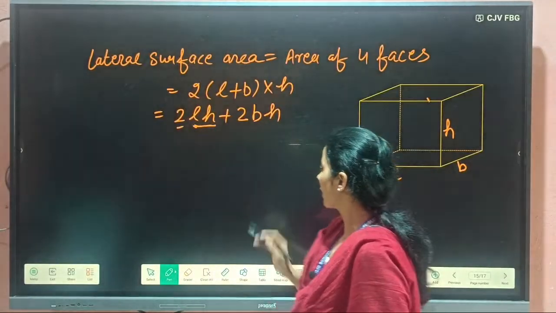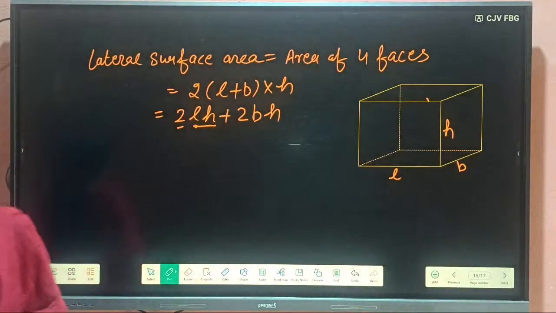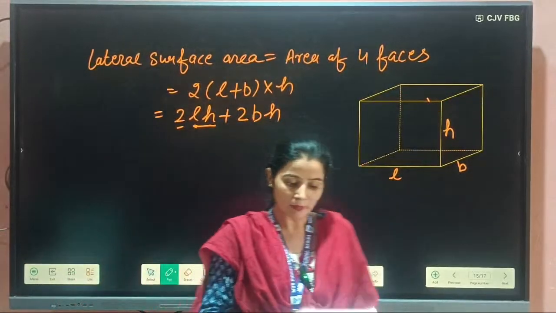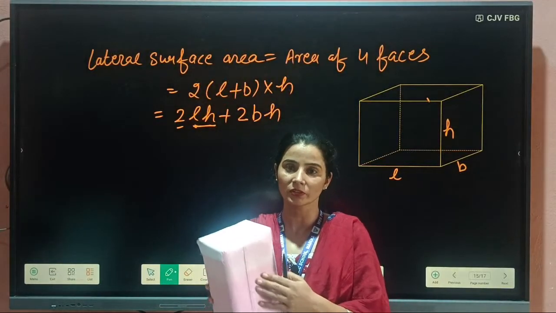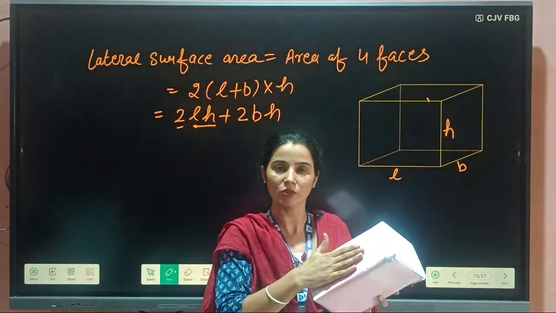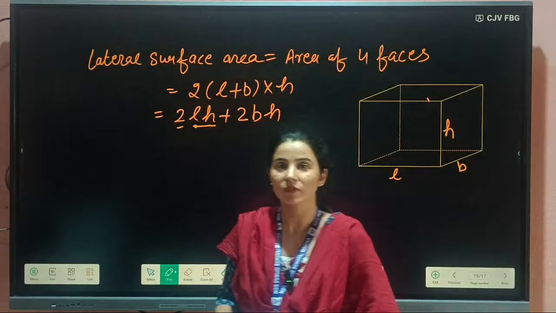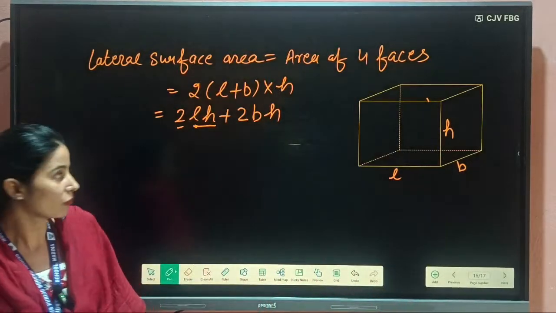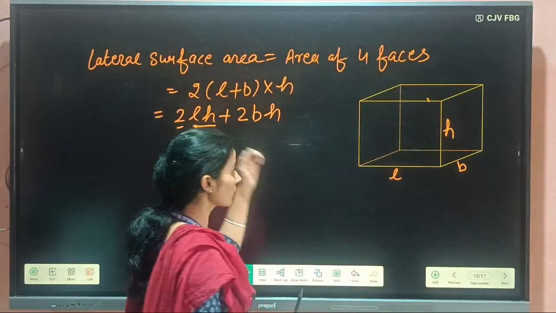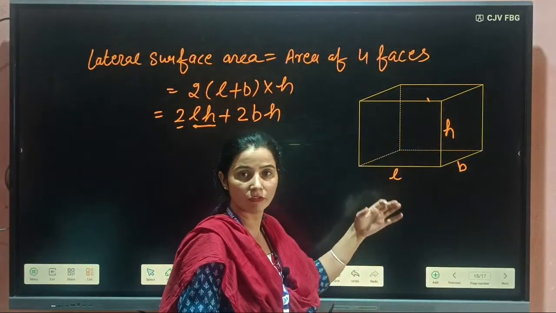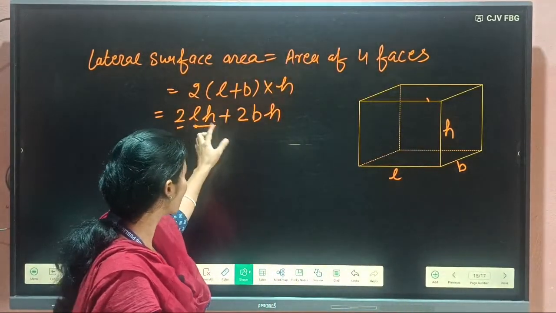Now 2 times, why I have written? Opposite faces are equal. Let us understand with the help of this one box. What will be the area of this one face? Same area will be of this one face. And what area will this one face contain? It will be the opposite of this one also. So opposite faces area will be equal. If one face of forward I have calculated, that is L into H, then the back one will be L into H only. So 2 times L into H.